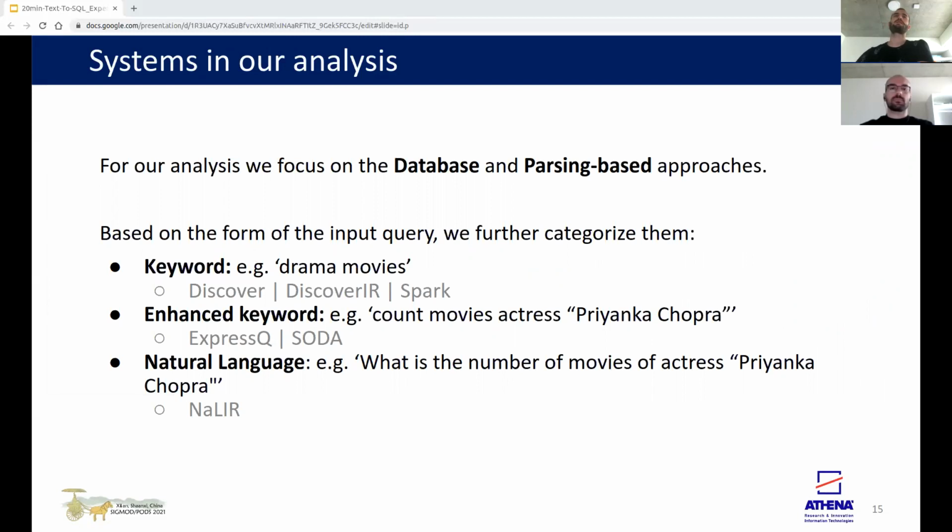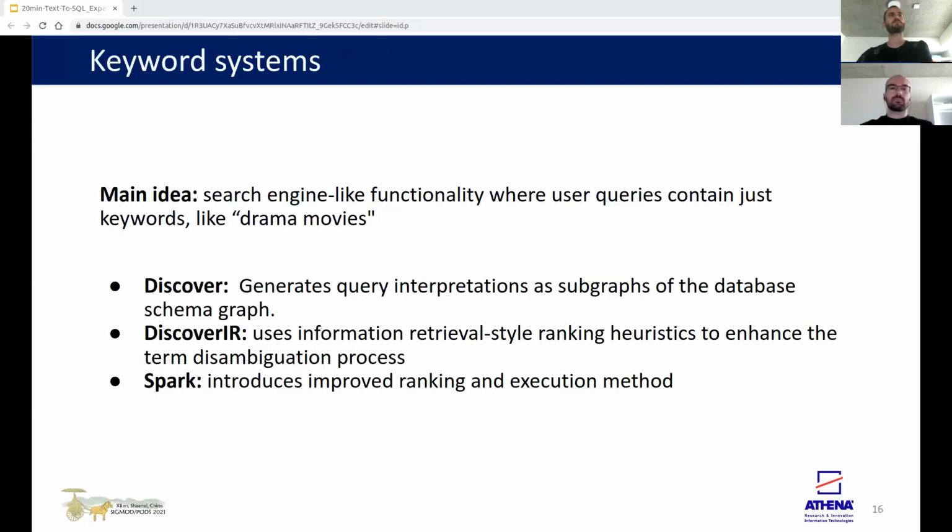Keyword systems accept queries containing simple keywords like drama movies. Enhanced keyword systems can handle queries with more sophisticated keywords like aggregation functions. And lastly, natural language systems receive natural language queries exactly as in conversations between humans. Keyword systems act like search engines and search the keywords they receive in the database elements.